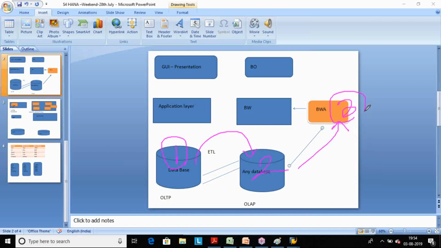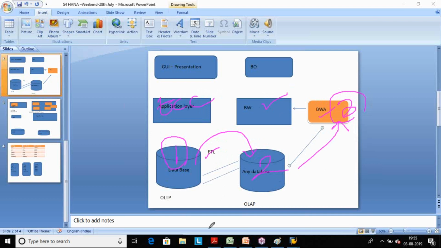The second issue is again the license cost. Already we are paying the license for the ERP system, ECC. We are paying the license for BW. We are paying the license for Informatica or the ETL tool. Again, the customer has to pay the license for BWA also. So again, this is another problem.